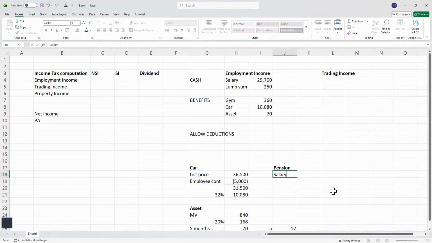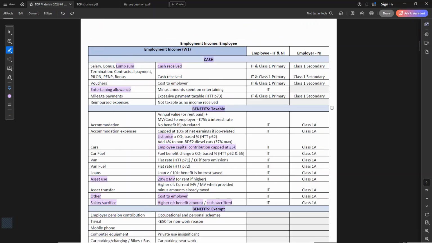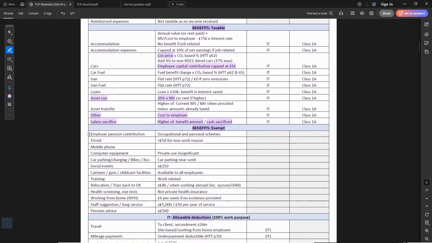So his salary was £29,700. We're then going to apply a 2% rate to this. So Harvey and the employer HEL will both be making a pension contribution of £594. We know from the employment class that where an employer makes a pension contribution to either an occupational or a personal scheme, then this is an exempt benefit for the employee. So the employer pension contribution will be an exempt benefit for Harvey.